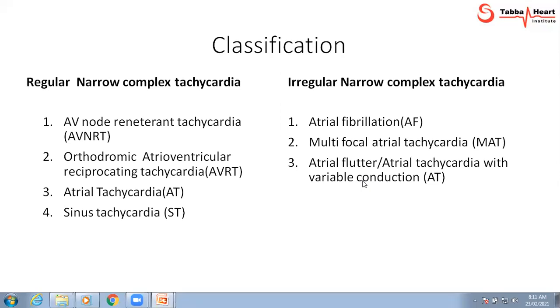Okay. So when you divide your narrow complex tachycardia into 2 broad categories of regular or irregular, your differential diagnosis becomes shorter and your life becomes easier. If you are dealing with an irregular tachycardia, you have only 3 possible differential diagnoses. And when you're dealing with regular narrow complex tachycardia, you're dealing with at least 4 possible differential diagnoses.